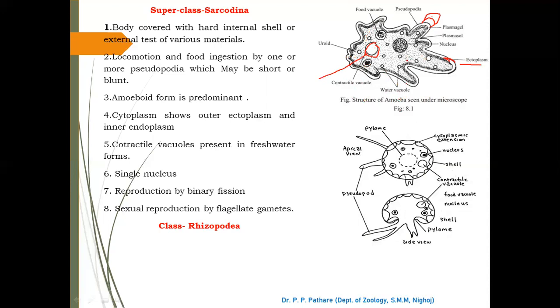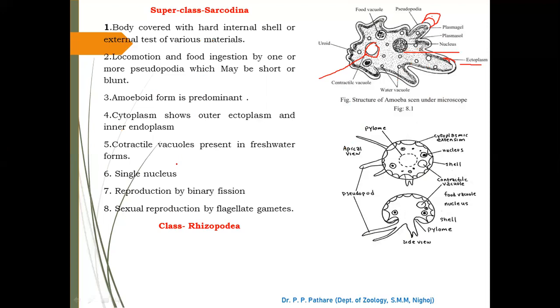We also observe some water vacuole and food vacuole. These vacuoles are used for performing different types of body functions to complete their life cycle. Single nucleus: here you observe that a single nucleus is present in this class. Reproduction by binary fission, sexual reproduction by flagellate gametes.